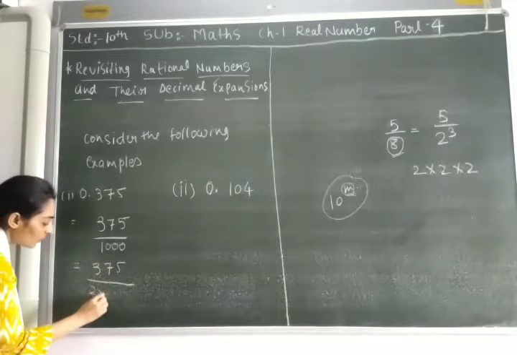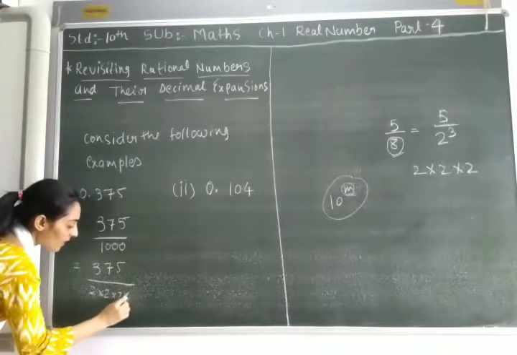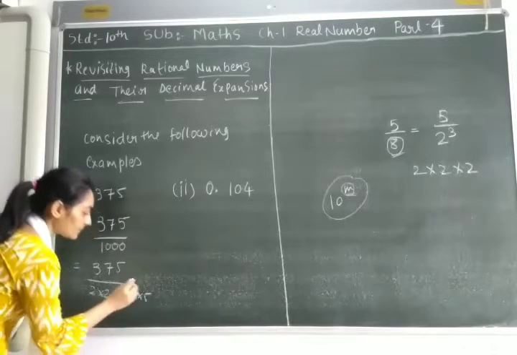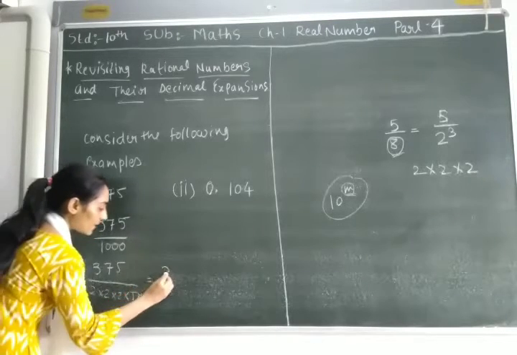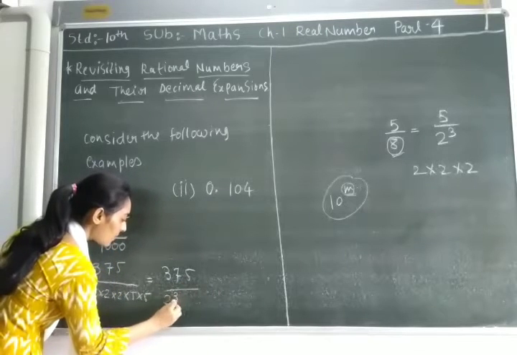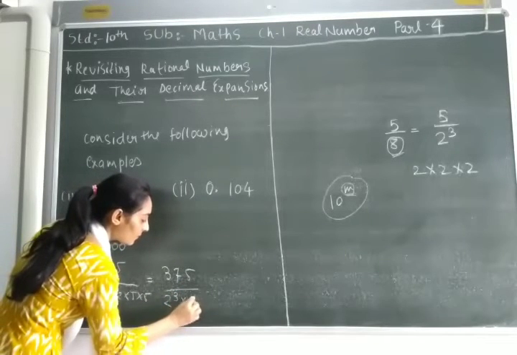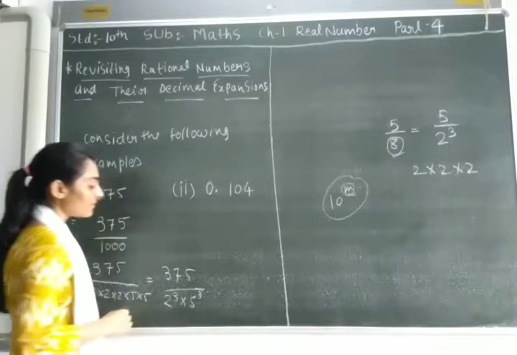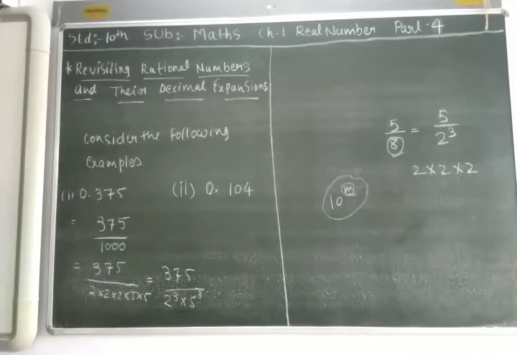My 2 into 2 into 2 into 5 into 5 into 5, so it can be expressed as 2 to the power 3 and 5 to the power 3. I have done the prime factorization. Now we can observe one pattern over here.